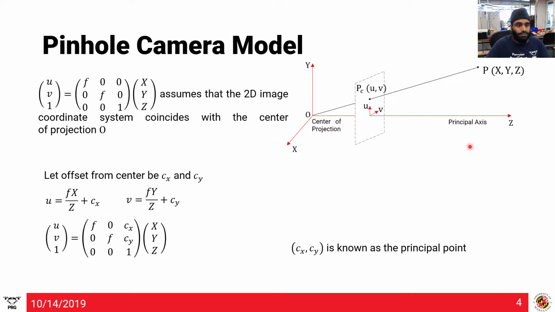Coming back to the point, O need not be at the center because of some manufacturing defects, right? So it can be shifted. Let's say it's shifted by Cx in the x direction and Cy in the y direction. So my O is somewhere here, right? It's an offset. So I can say that u equals fx by z plus cx and v equals fy by z plus cy. I can rewrite my equation replacing the zeros by cx and cy. These are also called principal points. So this is my new equation, given that my center of projection is not exactly at the center.